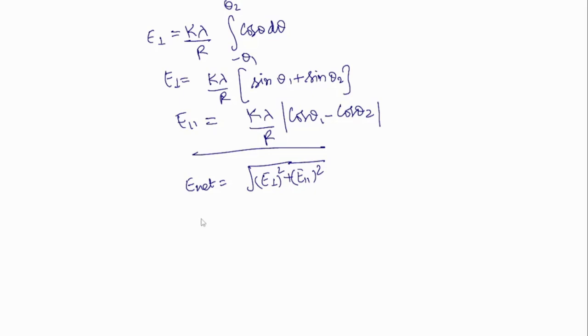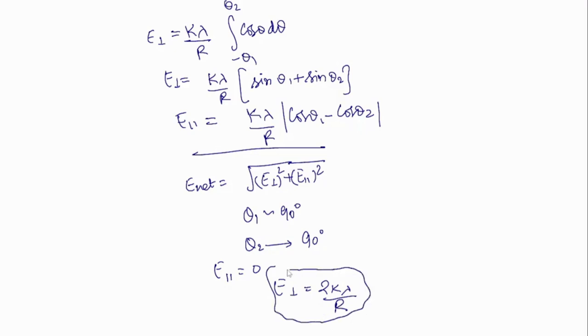And if the rod is of infinite length, we'll do different cases. Then theta 1 will be tending to 90 degrees, and theta 2 will be tending to 90 degrees. Then E parallel will be 0, and E perpendicular will be 2k lambda by R. Similarly, you can do different cases, such as when theta 1 is tending to 0 and theta 2 is 90 degrees, and likewise. Now this is our first topic of finding electric field.